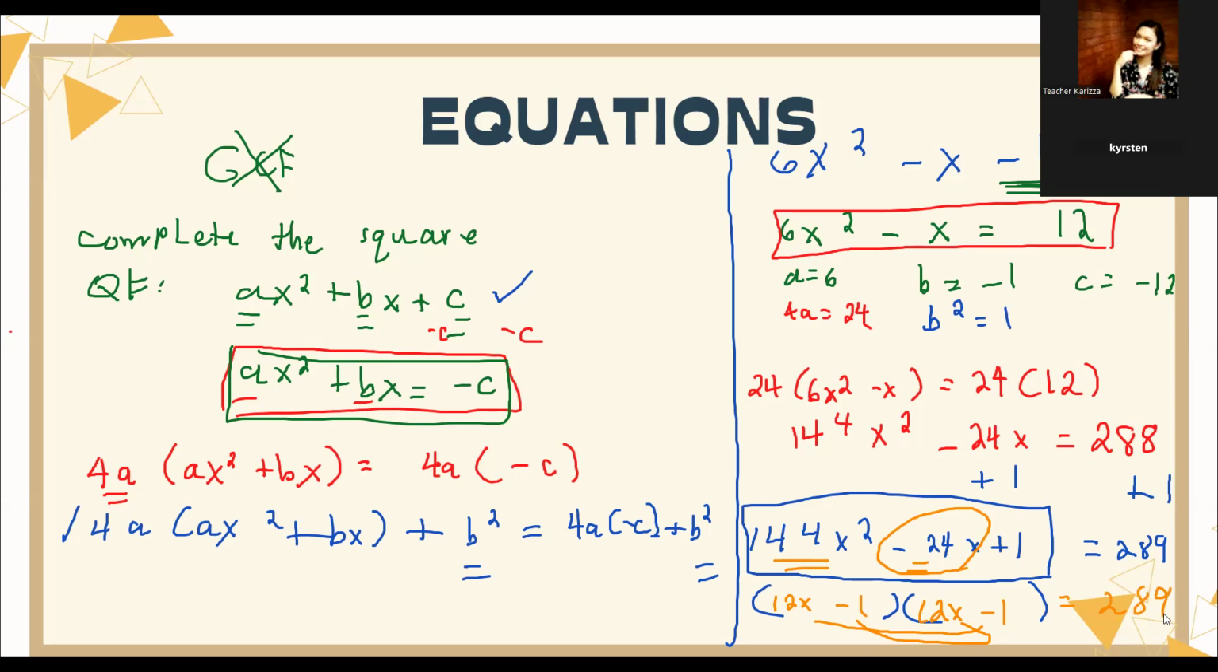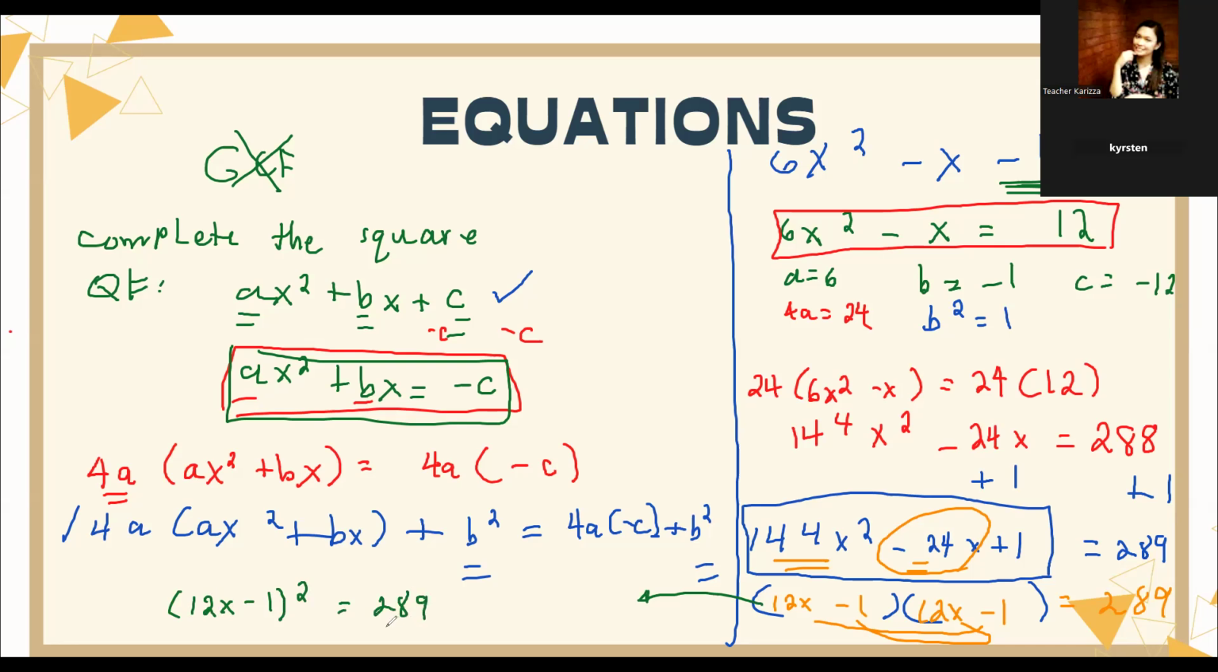So lastly, we have, since this is a square, right, this is a square, gonna put this here, wala ng space. So we have 12x minus 1 squared is equal to 289.